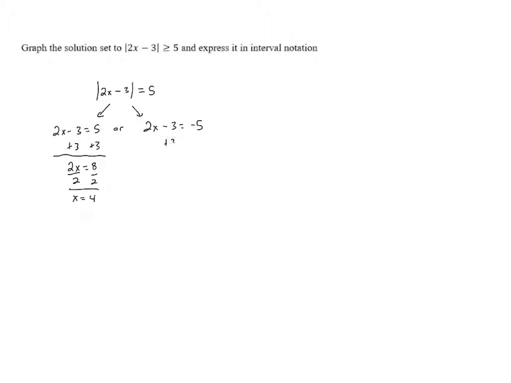And then for the other one, we can add 3 to both sides to get the 2x alone. This gives us 2x equals negative 2. And when we divide by 2, that gives us x equals negative 1. So here the solutions we get are x equals 4 and x equals negative 1. So we will have to plot those on the number line.